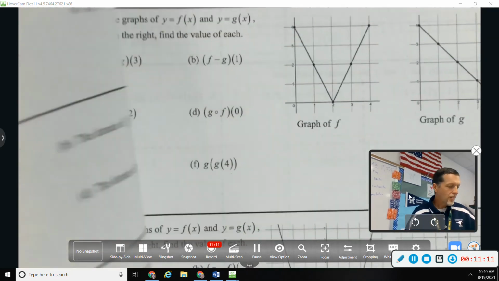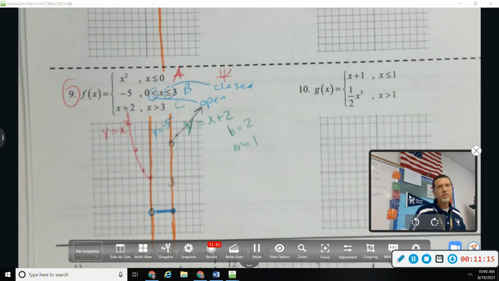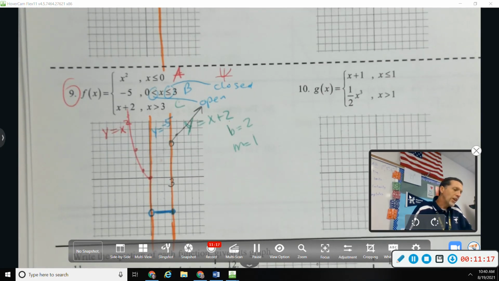All right, so that's it for today. Graphing and evaluating piecewise functions. Again, once you learn how to ride a bike, it's not hard, but until then, you can get some scrapes and bruises along the way.